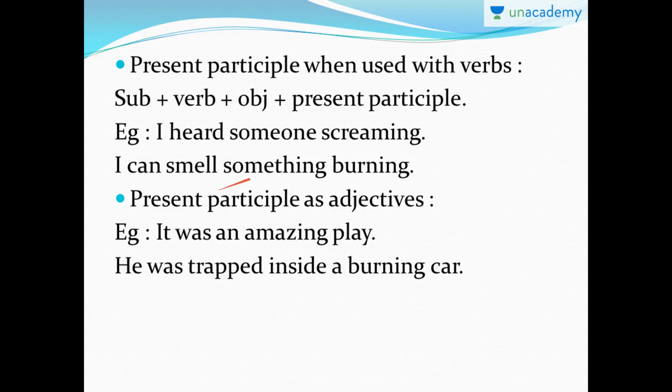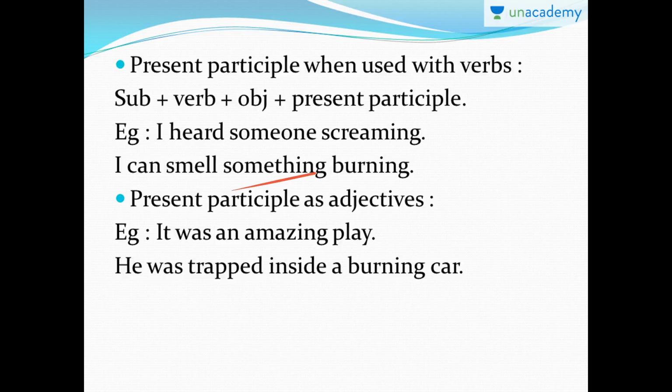Can is the auxiliary verb, and this is the actual verb, smell. Something is an object again. Burning, present participle, comes at the end. So when you're using it as a verb, it comes at the end of the sentence. Now when we're using it as an adjective, please take note of the positioning.